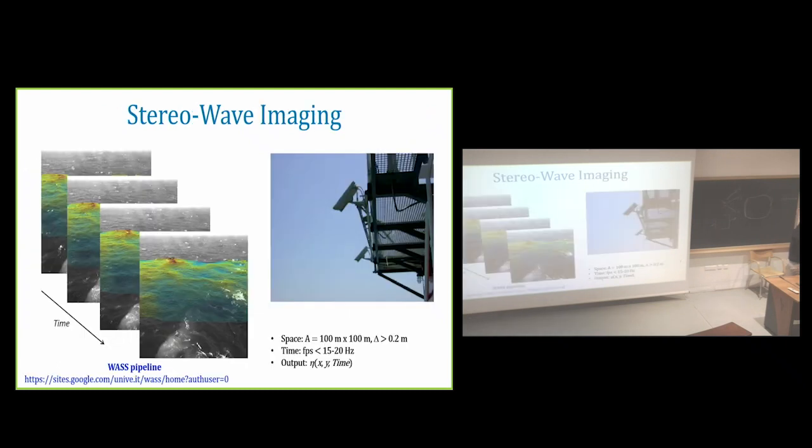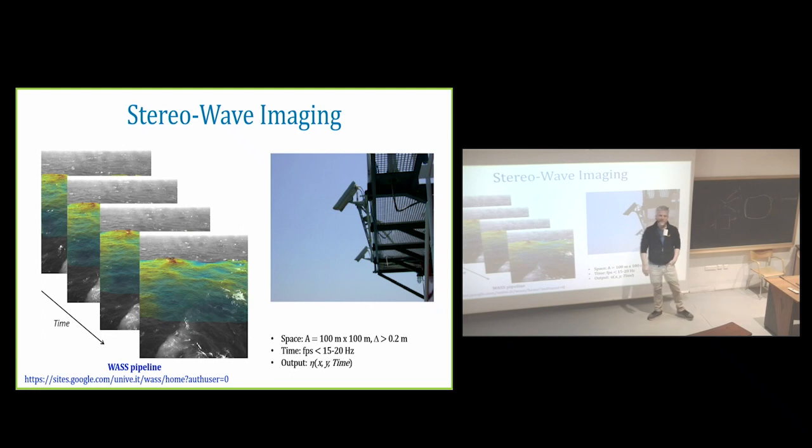I will focus on stereo wave imaging, so a few words about the technique. There are two cameras framing the same portion of the sea surface. They are synchronized, and via geometrical relationships, what you get is the 3D elevation above the mean sea level. Here, the color is the elevation, overlying the images.